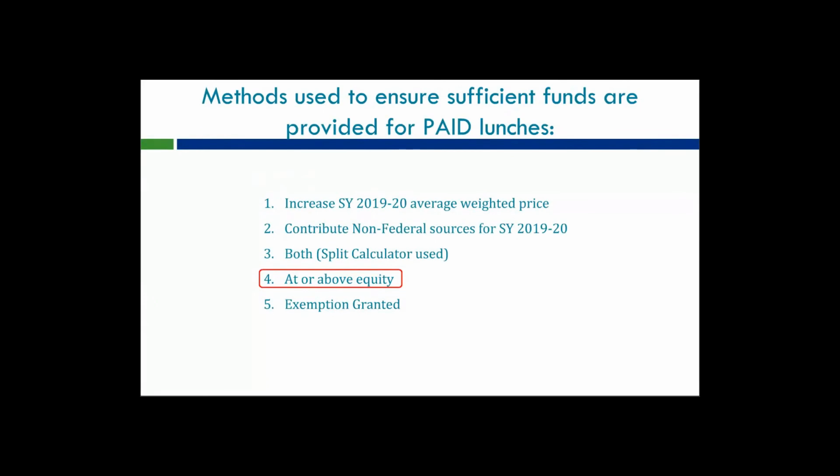Okay, so now we're going to do an example of the methods used to ensure the sufficient funds are provided for the paid lunches for the option 4, which is that we are at or above equity.